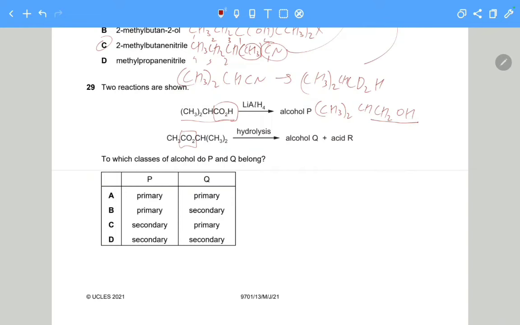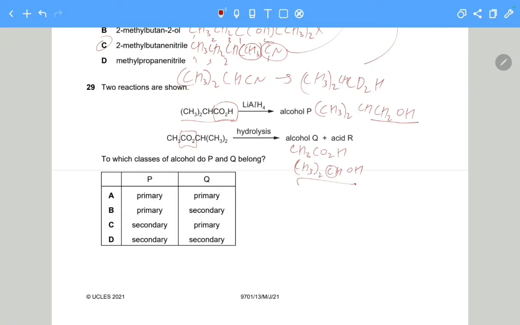This group should remind you of an ester, and esters hydrolyze into carboxylic acids and alcohols. So the carboxylic acid will be CH3CO2H, and the alcohol will be (CH3)2CHOH. So this is the alcohol that is produced. This is a secondary alcohol because this carbon atom is bound to 2 other carbon atoms.